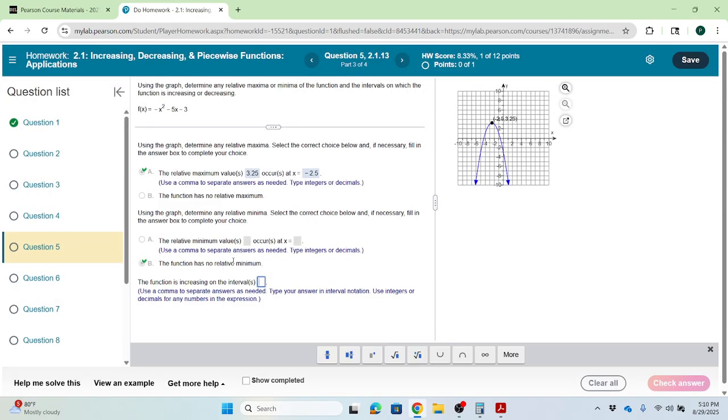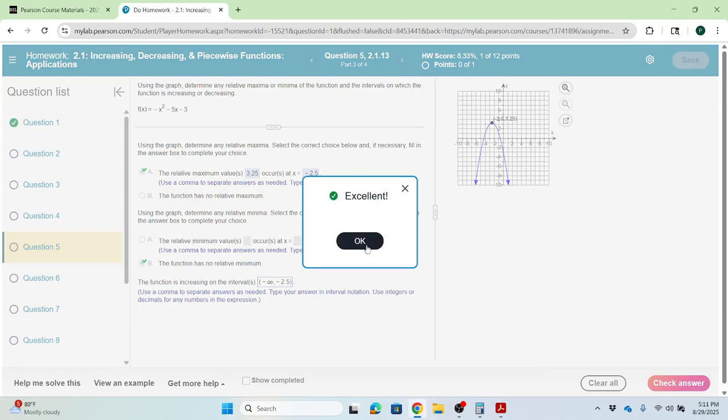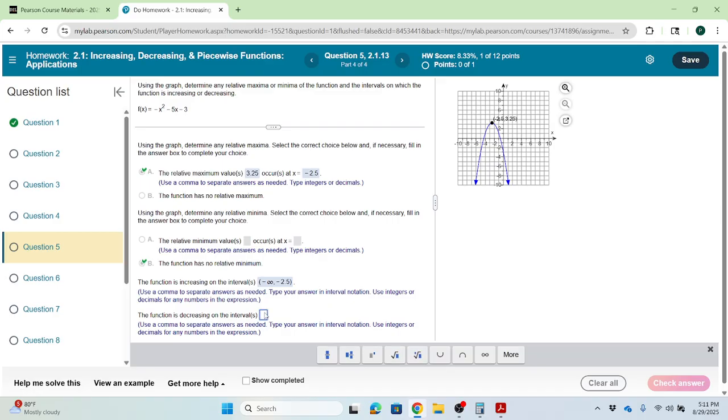From negative infinity up to negative 2.5, that's the x coordinate, the function is increasing, and from negative 2.5 to positive infinity, the graph is decreasing.